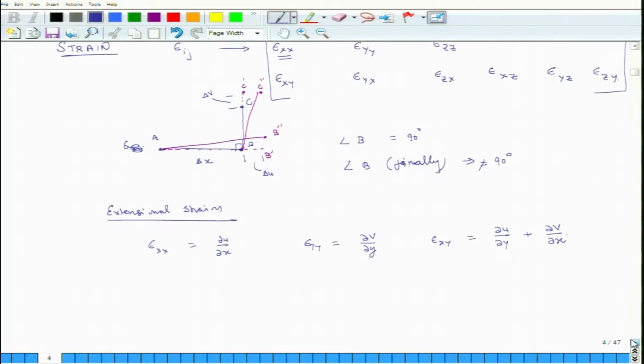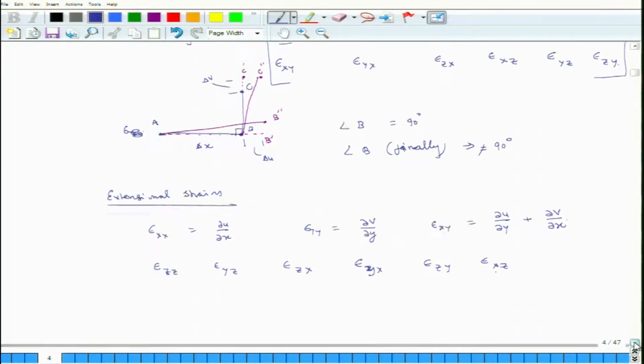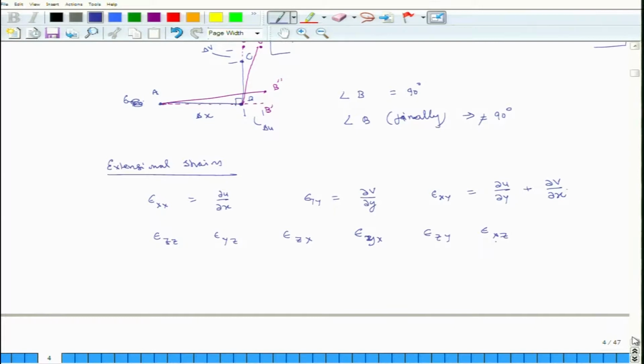When you do the mathematics of this, so what do you see here? What you see here is that, and similarly we can have other components also, epsilon zz, epsilon yz, epsilon zx, epsilon yx, epsilon zy, epsilon xz. Okay. So, you can have all these 9 components, and all these 9 components are dependent again on 2 directions. One is the direction of the displacement, and the second one is the original direction of the line.